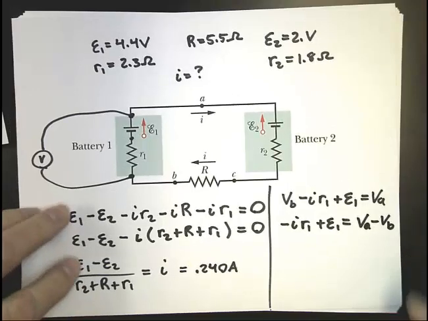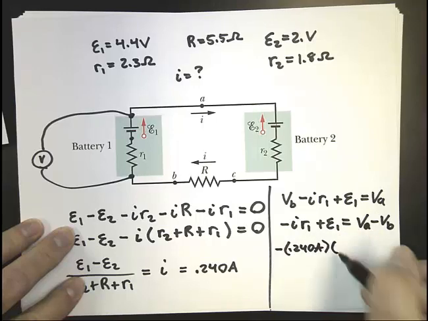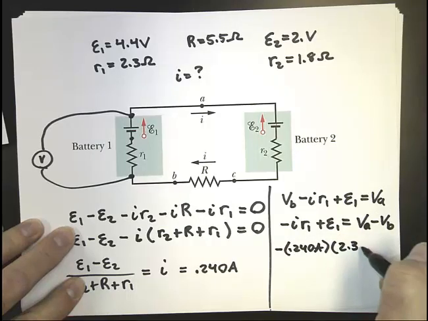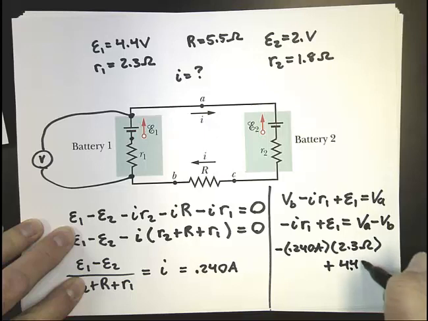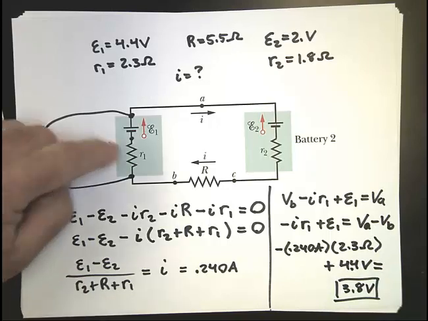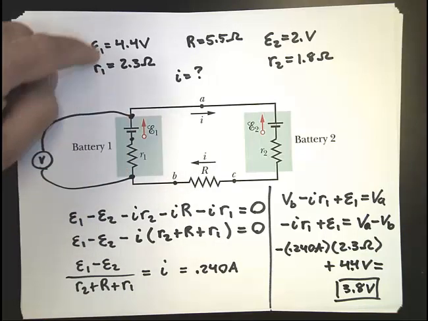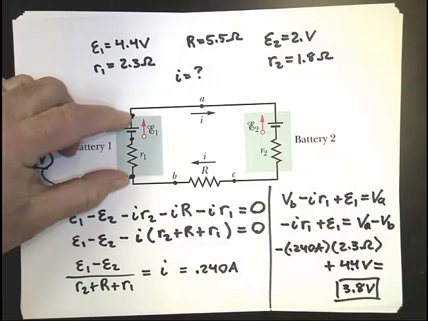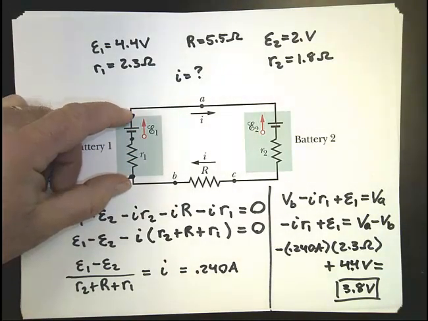So the difference in potential across the battery is minus 0.240 times 2.3 ohms plus 4.4 volts, which equals 3.8 volts. So with a perfect EMF in a fantasy world, in the ideal situation, we'd say 4.4 volts. But this thing's got some internal resistance. So in reality, it's only going to read 3.8.